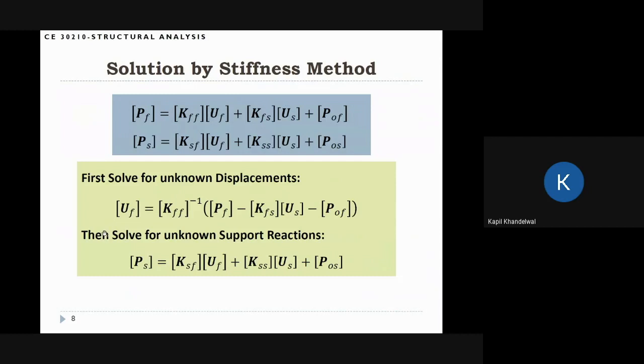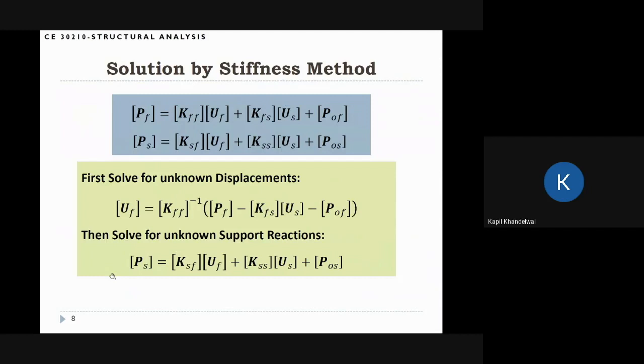After we find UF, we take this UF and back substitute it in the second equation here to find the unknown support reactions. So this is the equation for finding the support reactions, or PS.